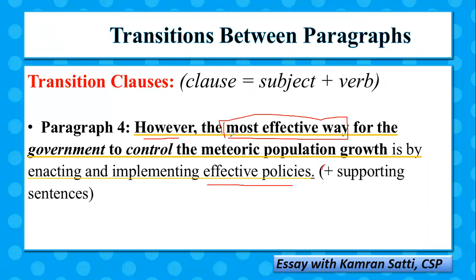Now these three words, most effective way, give a signal that we have discussed many other ways in our essay. Okay, and finally we are going to discuss the most effective way. So this is once again a technique of transitioning from one paragraph to another. Remember, it is saying however, the most effective way for the government to control. So it definitely implies that we have discussed other ways also, and this is one of the ways. So I hope that the concept is clear, how we can transition smoothly from one paragraph to another.